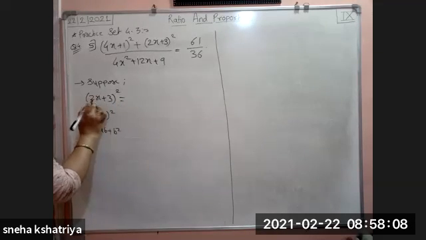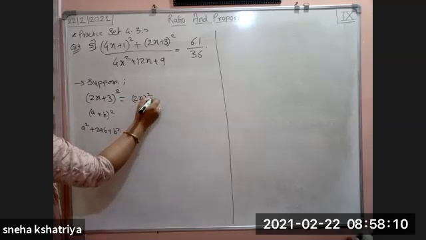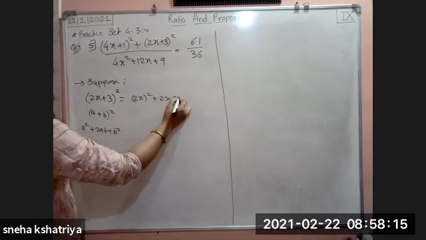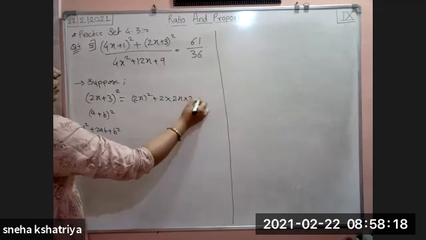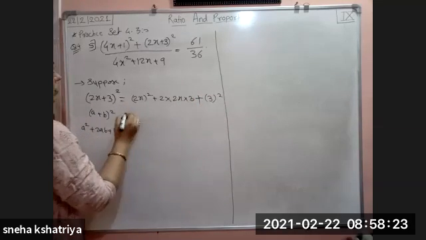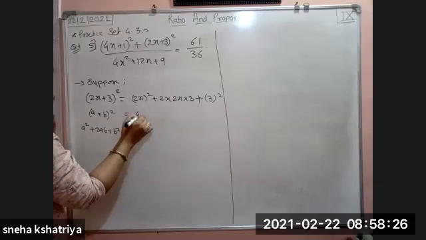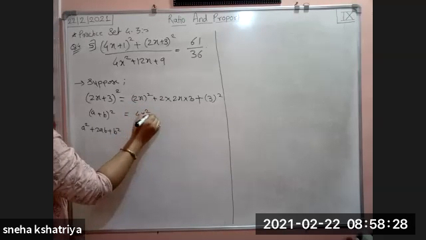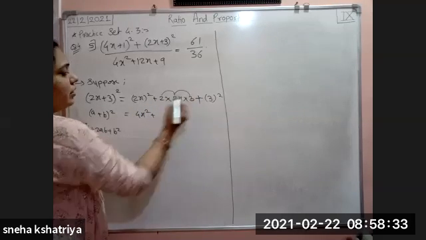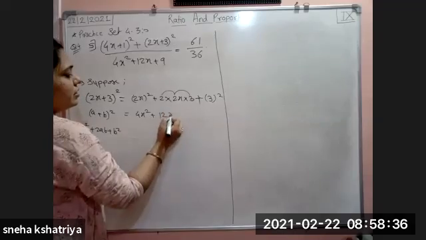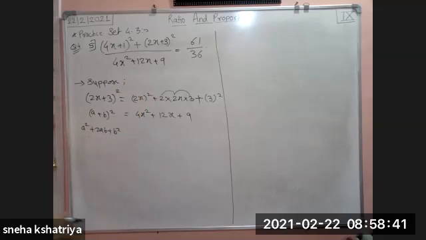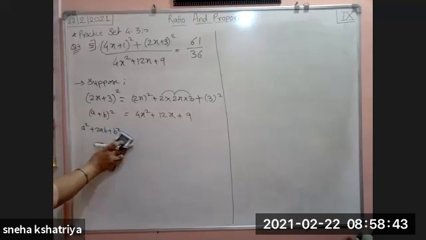So what we will get, a square means 2x bracket square, plus 2 into a into b, so 2x into 3, plus b square means here 3 bracket square. So what we will get? 2x square, so 2 square is 4, x square is x square, plus 2 into 2, 4, 4 threes are 12. This is 12, and this x as it is, plus 3 square is 9. See here, this is the denominator, 4x square plus 12x plus 9.